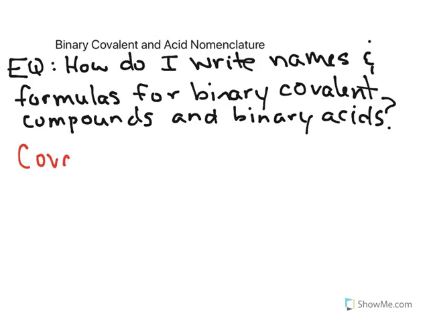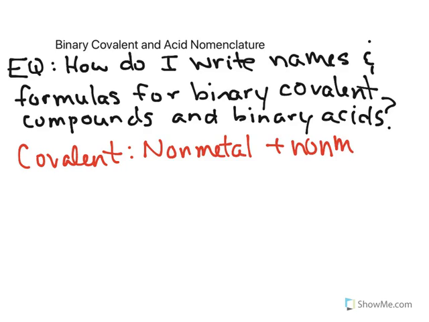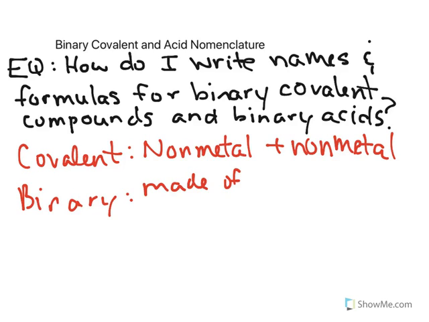With a covalent compound, this means that we have a nonmetal and a nonmetal. Remember that the word binary means made of two. And today we're going to actually define what an acid is. This is a word that you've heard before, but scientifically speaking, what makes something an acid?